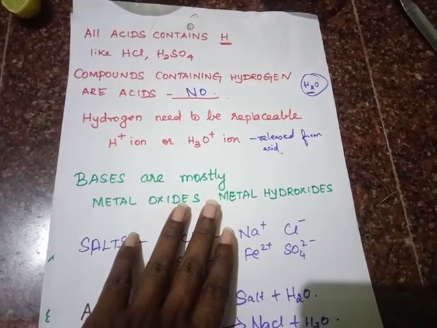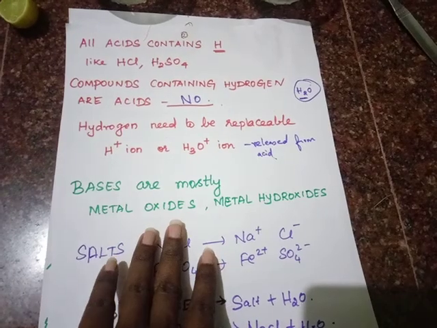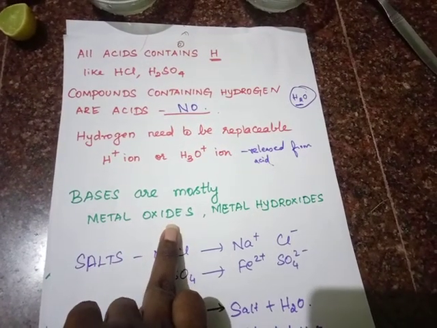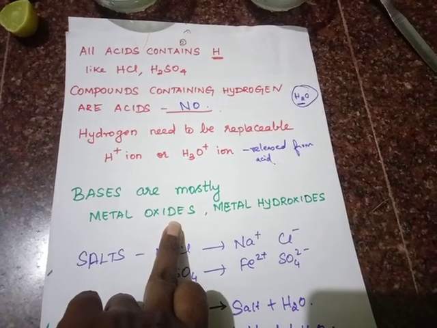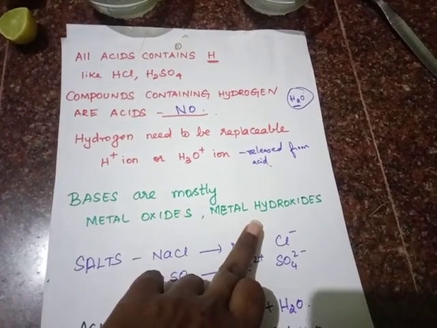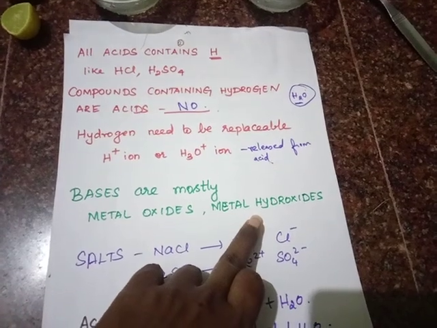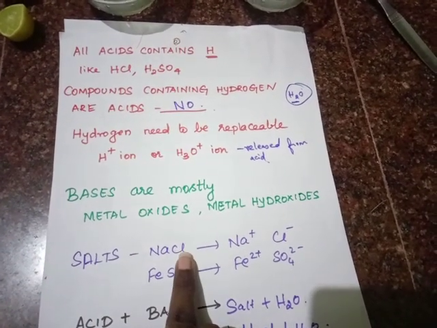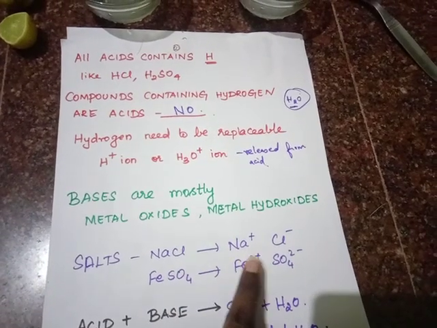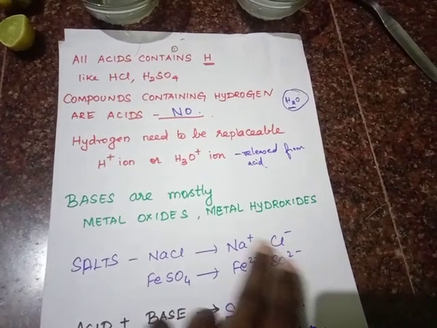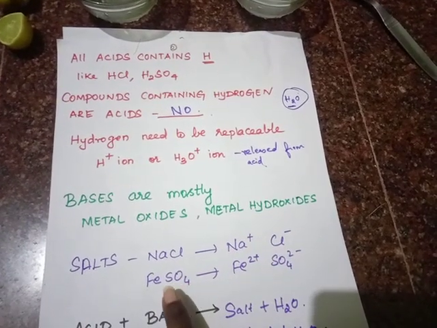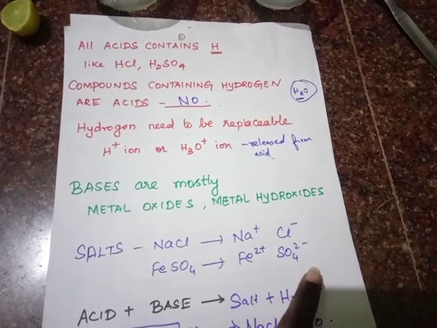What about bases? Bases are mostly metal oxides or metal hydroxides. Metal oxides like Na2O or ZnO, that is zinc oxide, and metal hydroxides like ammonium hydroxide. So we'll see in detail. The other one is salts, that is NaCl. We know it dissociates into Na plus and Cl minus. Both the ions are balanced, so we call this a neutral one. Or else FeSO4, Fe2 plus and SO4 2 minus.